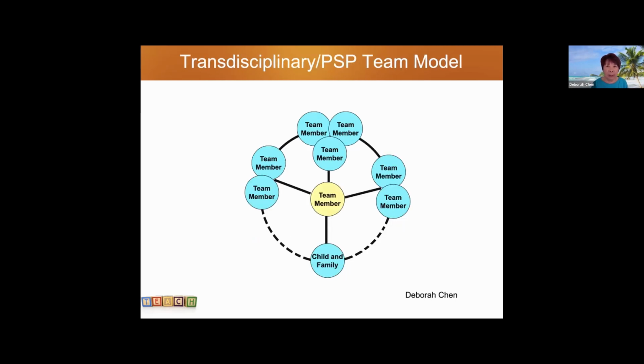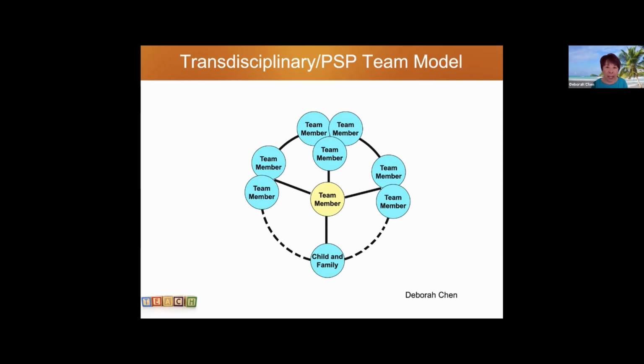The last model that I want to talk about is actually 2 different models, but they have some similarities. The transdisciplinary model means there is communication and interaction across disciplines. So team members really share expertise and strategies. There is a lot of joint planning. Technology may be used, such as looking at videos with each other, as well as with the child and family.